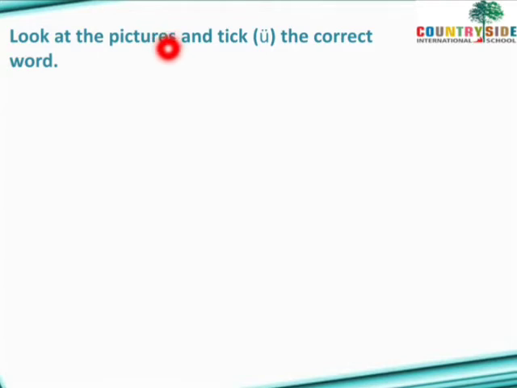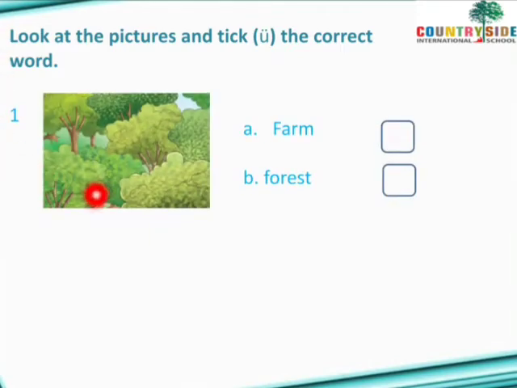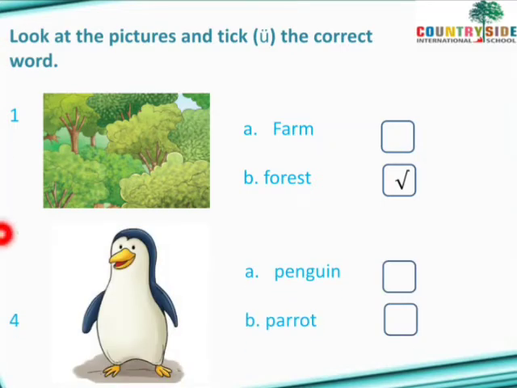Now, moving ahead with another worksheet, worksheet number 2. Look at the pictures and tick the correct word. So, the picture is given and you have to just tick the correct word. So, this is the first one. What is this, children? Let us read the options first. Farm, forest. Farm or forest? This is a forest. So we are ticking option B. Then second one is, which bird is it? Penguin or parrot? Penguin. So we are ticking in front of penguin.